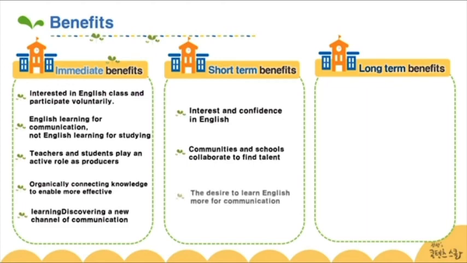The desire to learn English more for communication. Children who have learned English for communication, not just learning, will continue to be able to overcome their regional limitations. Through English and new communication channels, they communicate with more diverse people and gain knowledge and information. Last, the long-term benefits. Achieve the goal of English education.